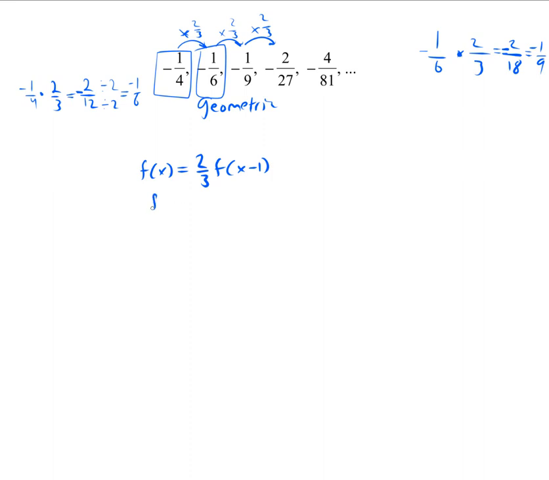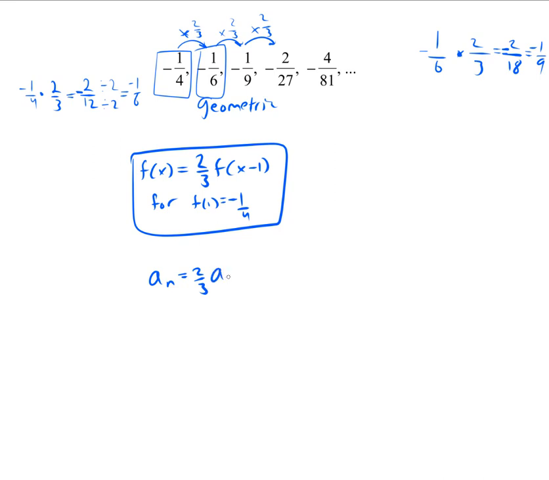And this is for the specific scenario where f of 1 is equal to negative 1/4. And this right here is my way to write it with the f of x notation. If I wanted to use the a sub n notation, I would get a sub n is equal to 2/3 a sub n minus 1. And that's for the specific scenario where a sub 1 is equal to negative 1/4.